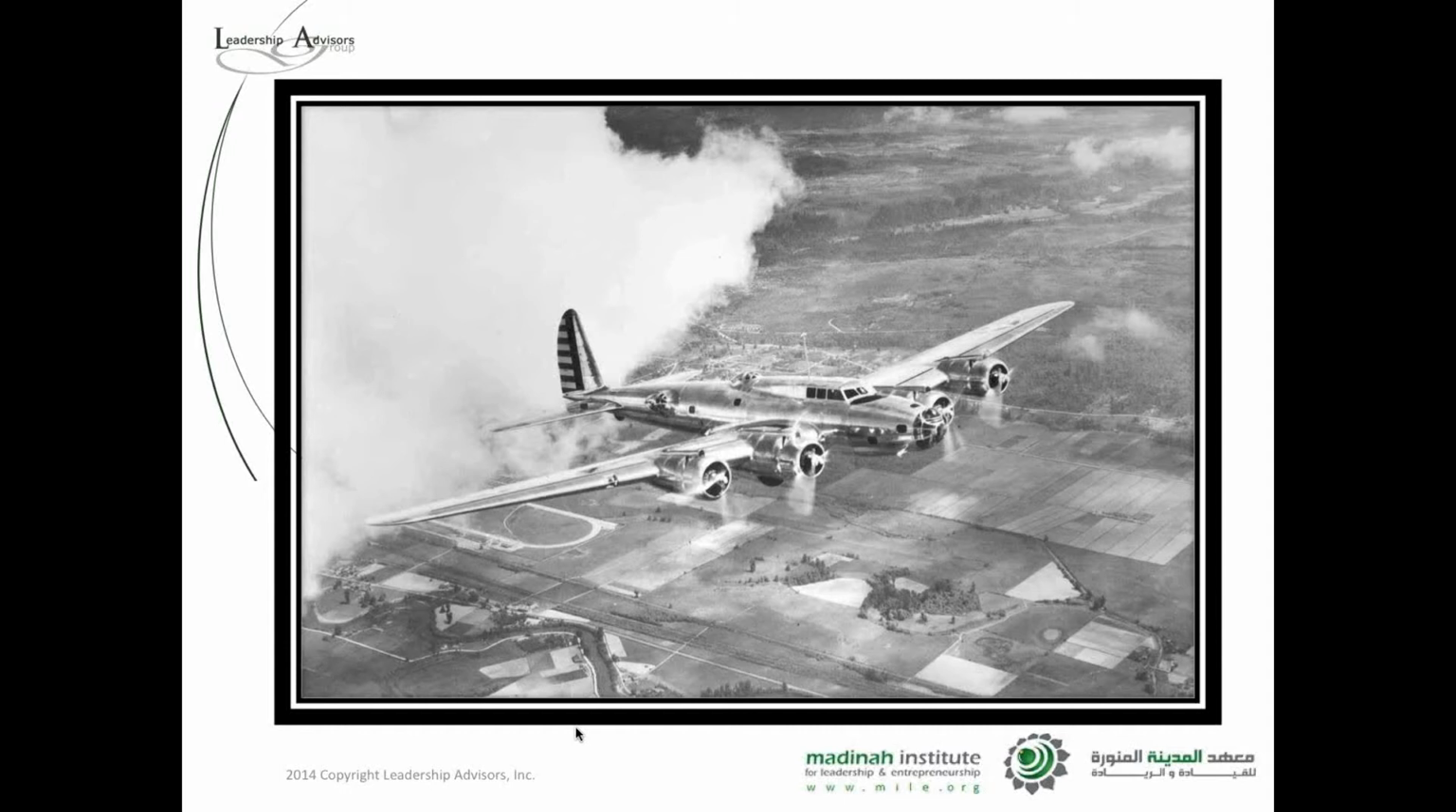And from that story, the modern aircraft checklist was born, and I'm sure you've all flown many times and have either heard or seen pilots in the flight deck of an airplane going through a checklist.